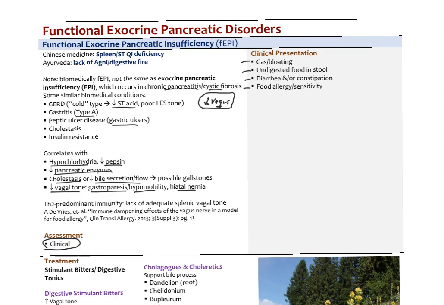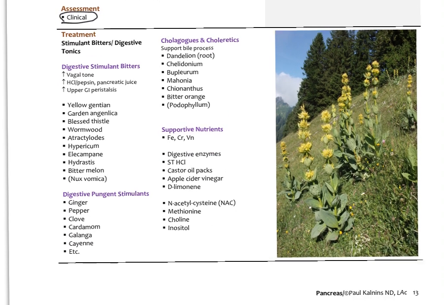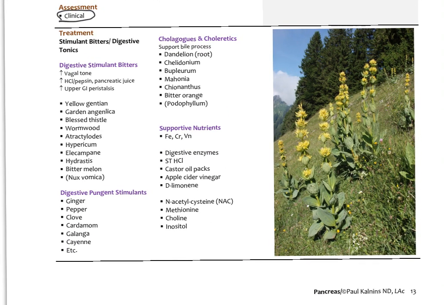So the treatment for the functional exocrine pancreatic insufficiency could be digestive enzymes, but really, when you take enzymes, then the pancreas doesn't need to function. We have an intact pancreas. What we need to do is stimulate the vagal activity so that we make more enzymes, and that would be with digestive stimulant bitters. These all increase vagal tone, increase secretion of HCl, pepsin, and pancreatic juice, and increase upper GI peristalsis.